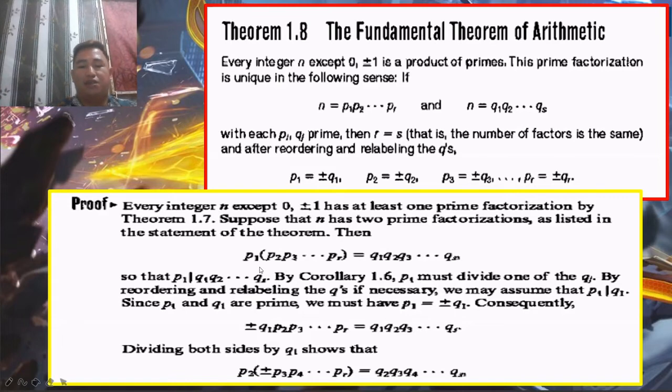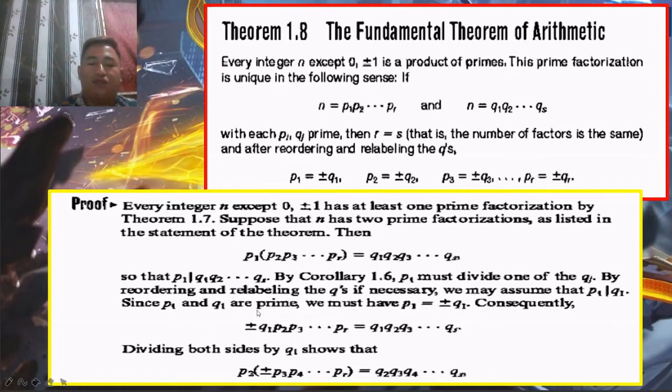Then P1 through PR equals Q1 through QS. So P1 divides, if we factor P1 out, the product of the QJ's: Q1, Q2, to QS. By Corollary 1.6, P1 must divide one of the QJ. So by reordering or relabeling the Q's, if necessary, we may assume that P1 divides Q1.